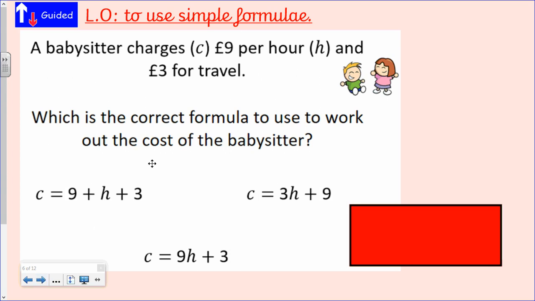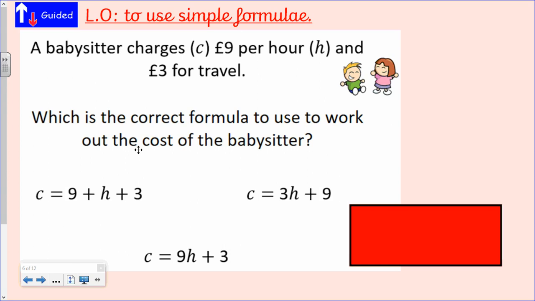So a babysitter charges C £9 per hour H and £3 for travel, which is the correct formula to use to work out the cost of the babysitter. So a babysitter charges C, so that's where we've got C, equals, so we're going to work out the cost, £9 per hour. So for every hour she works, she gets £9. So if she works 2 hours, she gets £18. And then we add on £3 for her travel costs. So which one of these do we think is the correct formula to work out the cost of the babysitter?